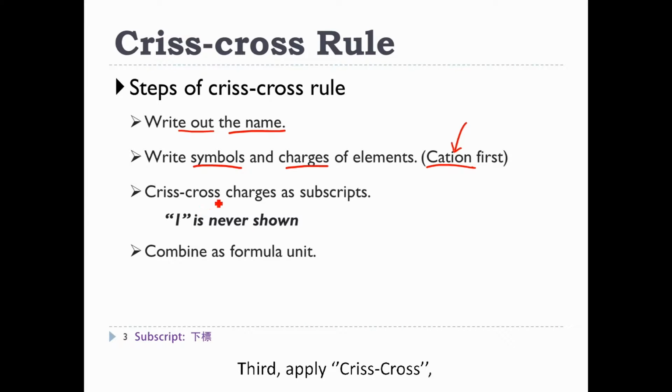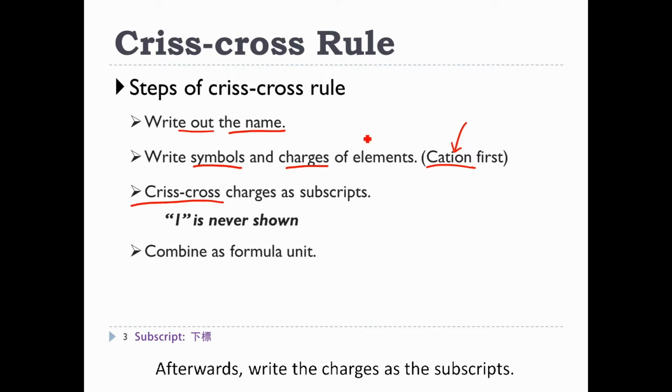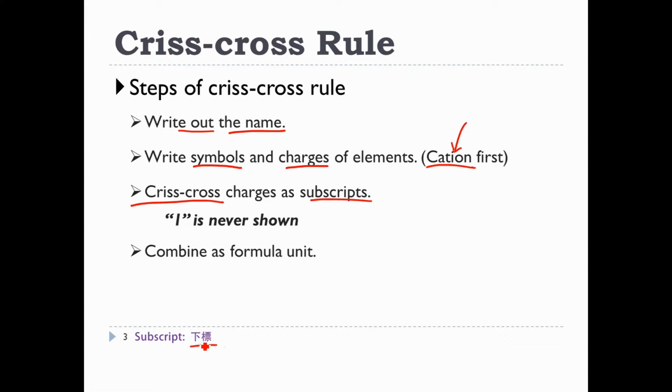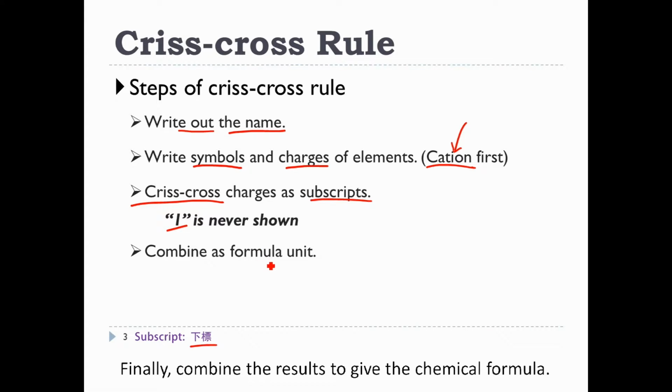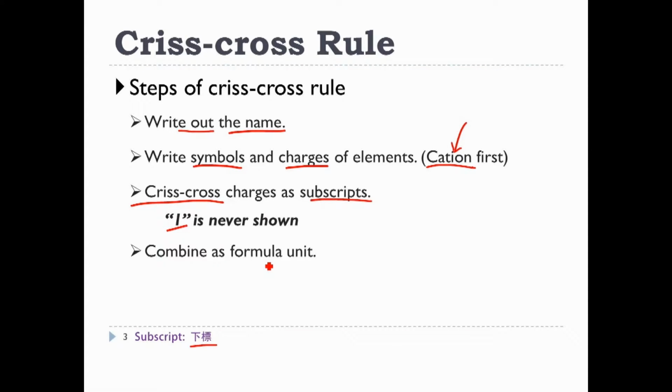Third, apply criss-cross. Afterwards, write the charges as the subscripts. But note that the number 1 is not written. Finally, combine the results to give the chemical formula. If you don't understand what I am talking about, be confident. I am going to demonstrate the steps with some examples.